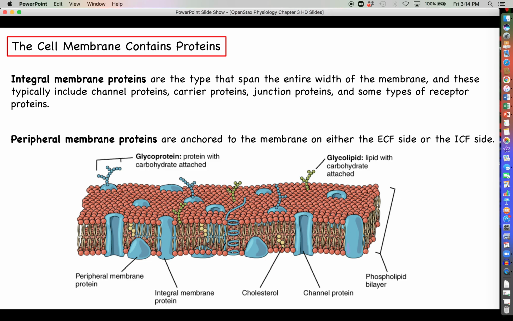And then you also have peripheral membrane proteins. These are proteins that are anchored to one side of the membrane or the other, either the extracellular fluid side, which is this side up here, or the intracellular fluid side, which is this side down here. So this would be a peripheral protein, this would be a peripheral protein, this would be a peripheral protein. The ones that you see going all the way through, those are integral membrane proteins, so it's important to know the difference.